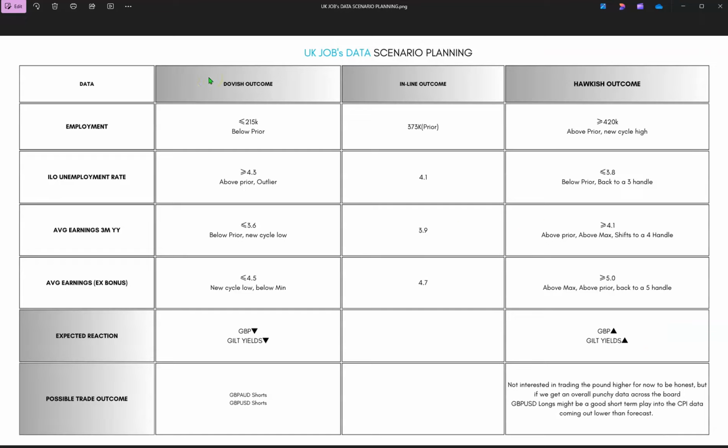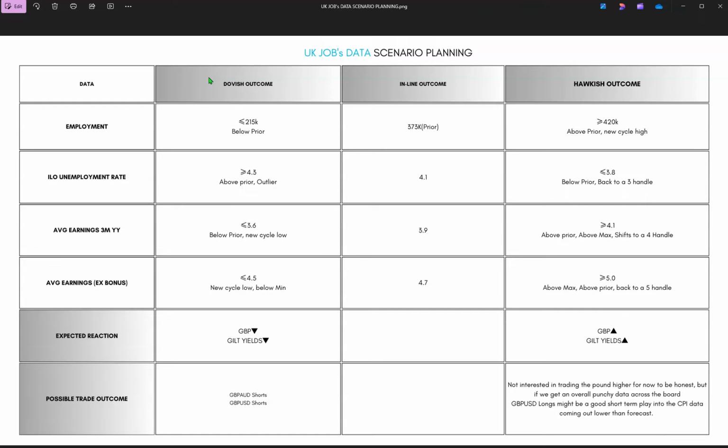Then for possible trade outcomes, guys, to be honest, I really don't even know which way to go with this one. The reason is because if we take a look at other major asset classes right now, for the AUD, markets are expecting them to hold rates. For the Euro, markets are expecting them to cut rates. And for NZD, markets are literally pricing in a 50 basis points cut for that bank. So which pair favors me right now?